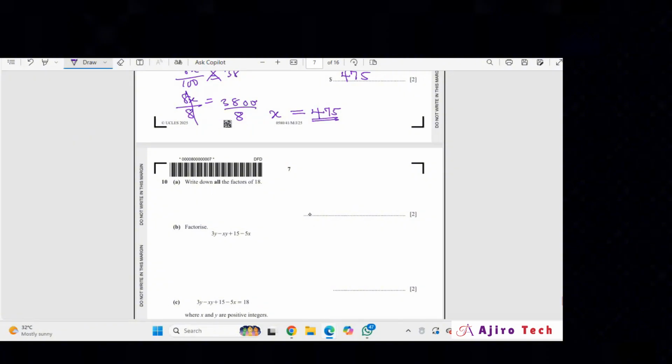Now, factors are, the first factor is 1, 1 times 18. Second one, 2, 3, 6, 9, 18. Simple. These are the factors of 18. All these numbers you are seeing there can divide 18 without a remainder.